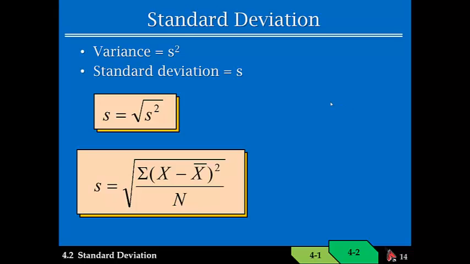So for example, if our variance was equal to 16, in order to get the standard deviation, we would just take the square root of that, which would equal 4. Of course, if we found that our standard deviation was 4 and we wanted to get the variance, we would simply square it, and that would give us 16.